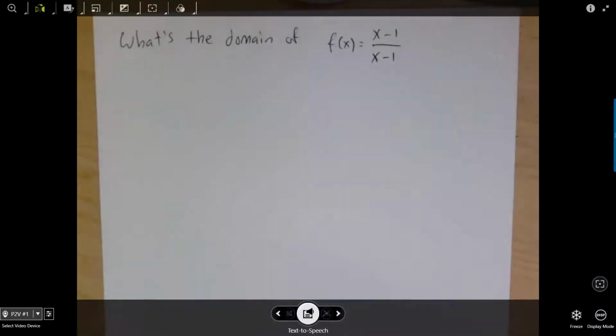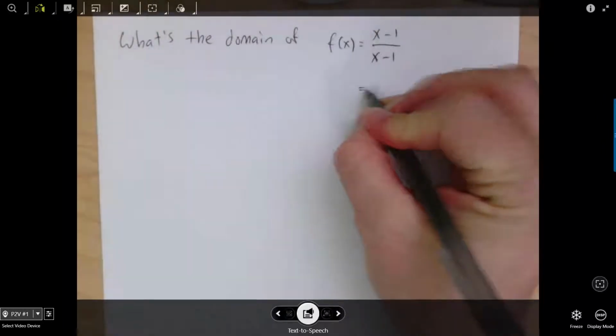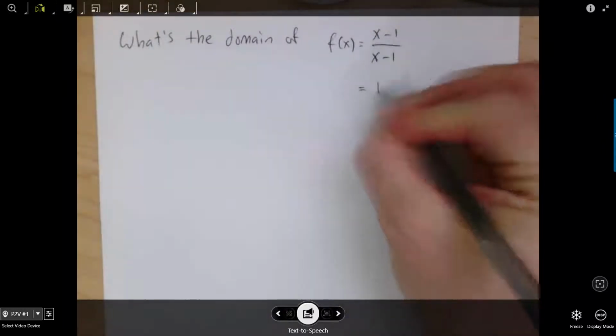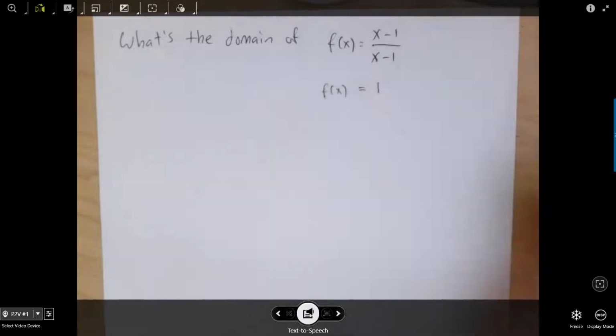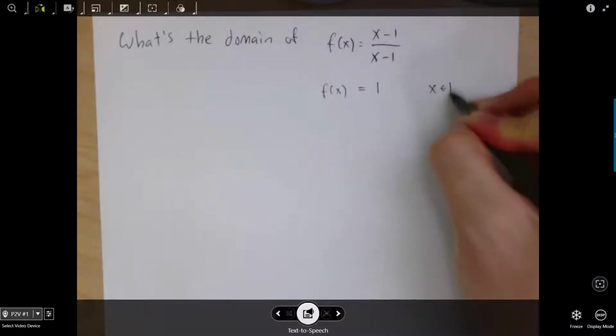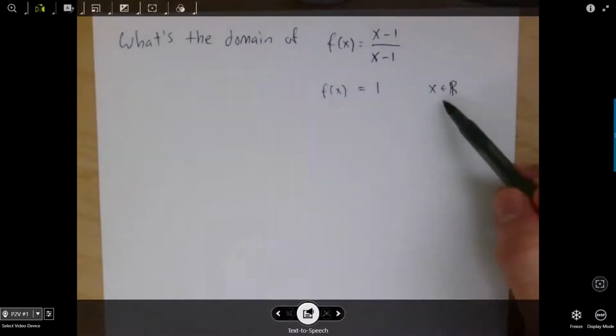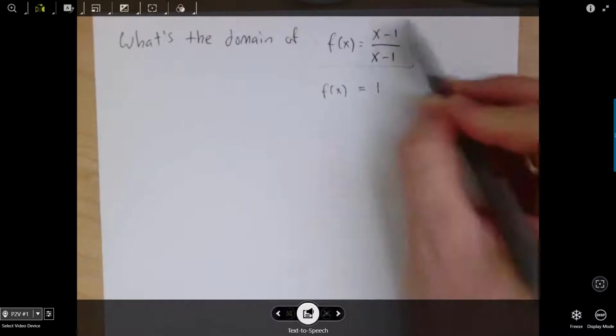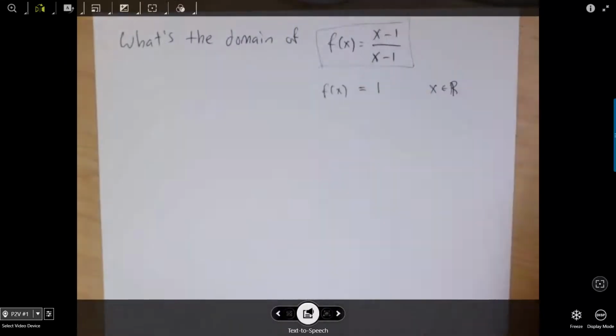There's a subtlety here that I want to point out to you. Let's consider the domain of the function f of x equals (x minus 1) divided by (x minus 1). So you might think that anything divided by itself equals 1, so f of x is really the same thing as the constant function 1. I can just simplify the function to be that. And the domain of this function is obviously all real numbers. So does that mean that the domain of the original function, before we simplified it, is also all real numbers?